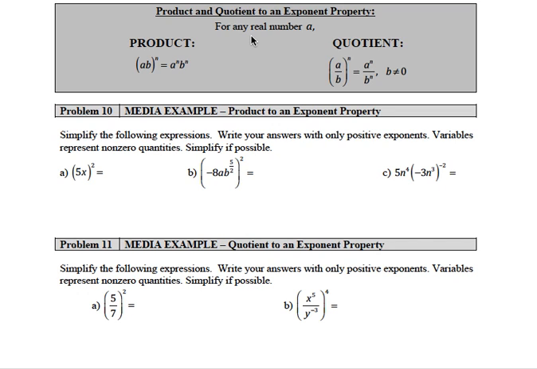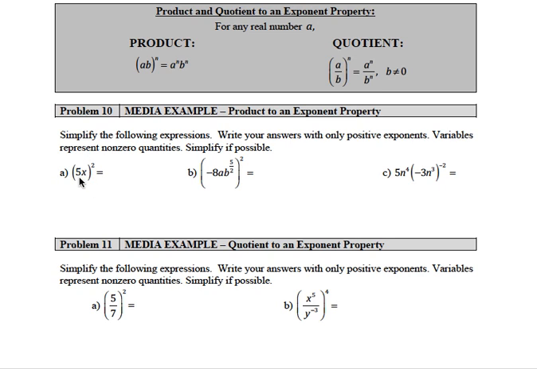In these two examples, we're going to work with a rule called the product and quotient to an exponent property. If I have a product raised to a power, the way I simplify is I raise each part of the product to that power. So (a times b) to the n equals a to the n times b to the n. Same thing for a quotient. (a over b) to the n is a to the n over b to the n. So let's see how that works with some examples.